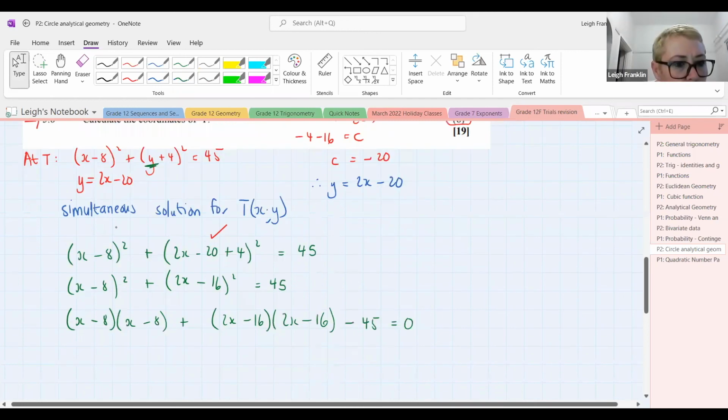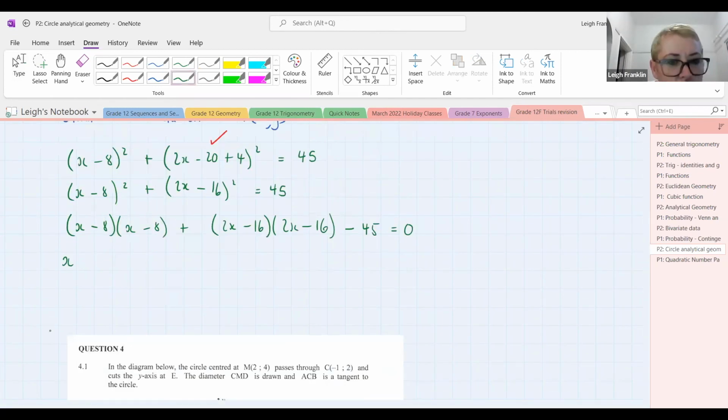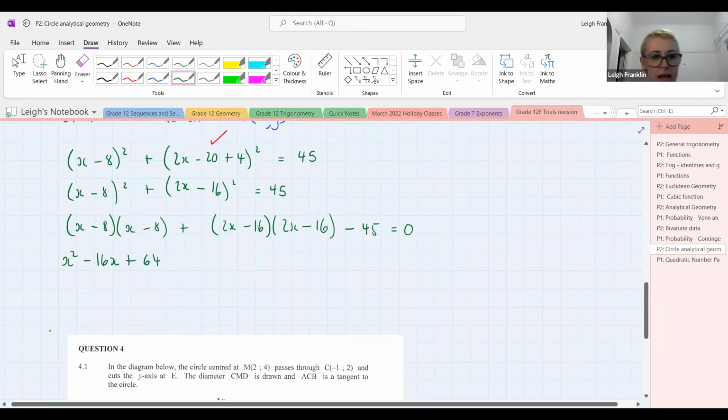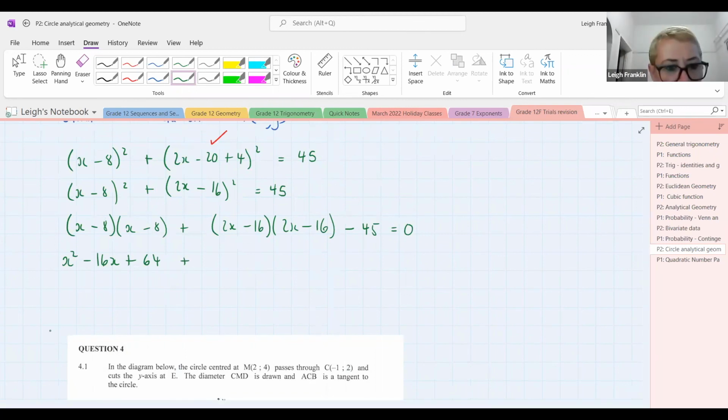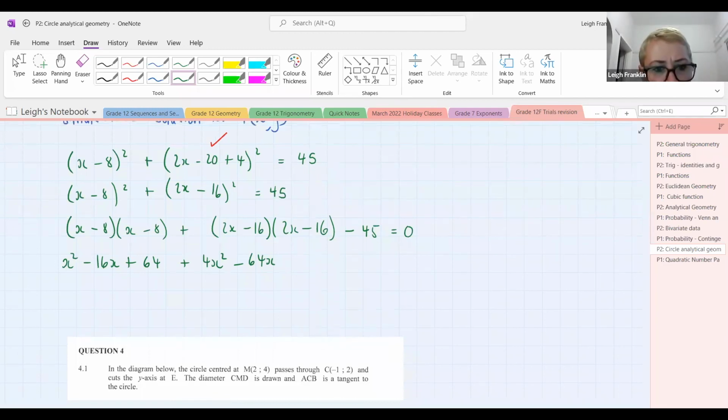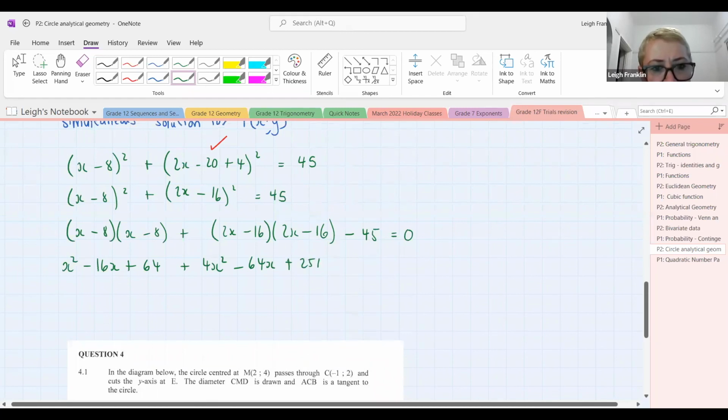So now foiling out my brackets, I'm going to end up with x squared minus 16x plus 64. I took a little bit of a shortcut there. With the next one, I'm going to end up with 4x squared minus 64x, also taking a bit of a shortcut, and then 16 times 16 is 256, so that would be plus 256 minus 45 equals 0.